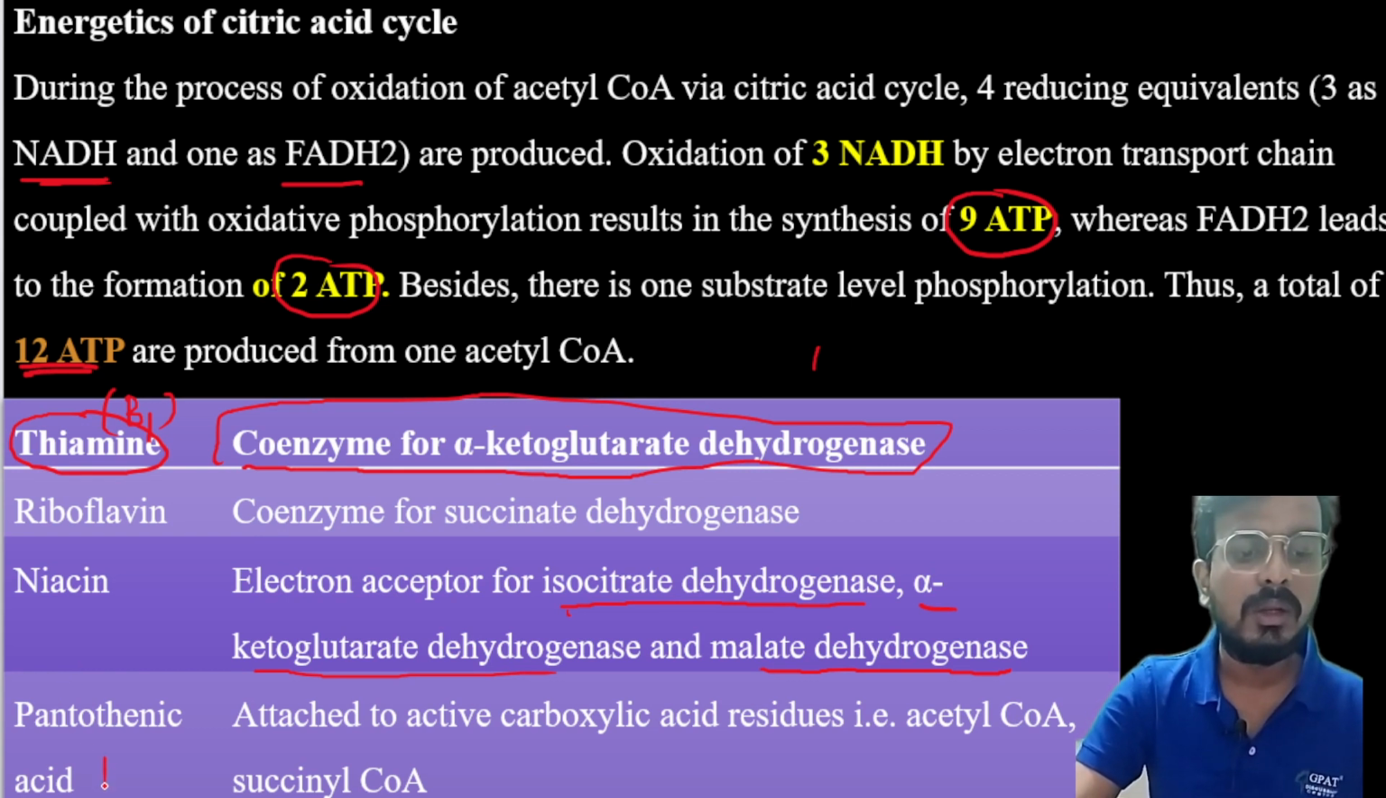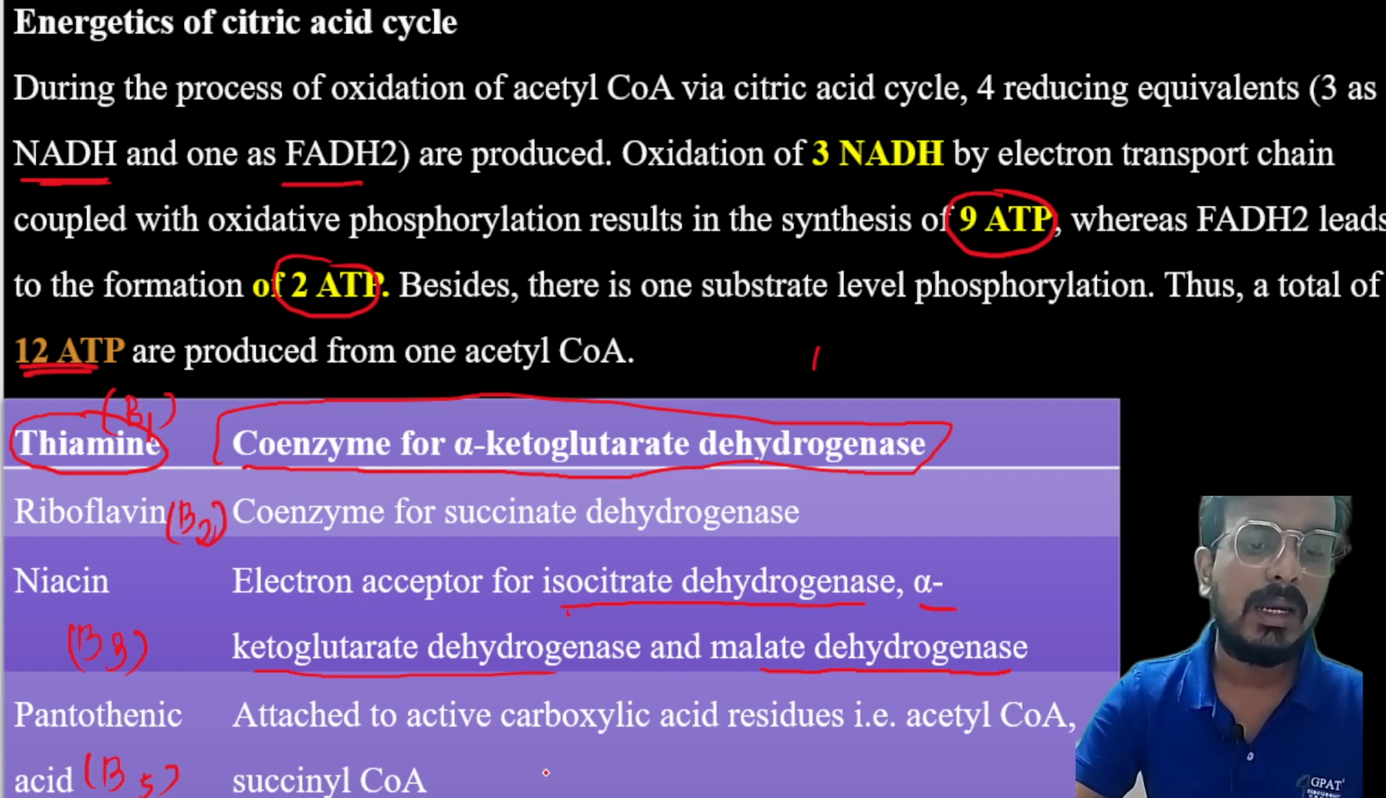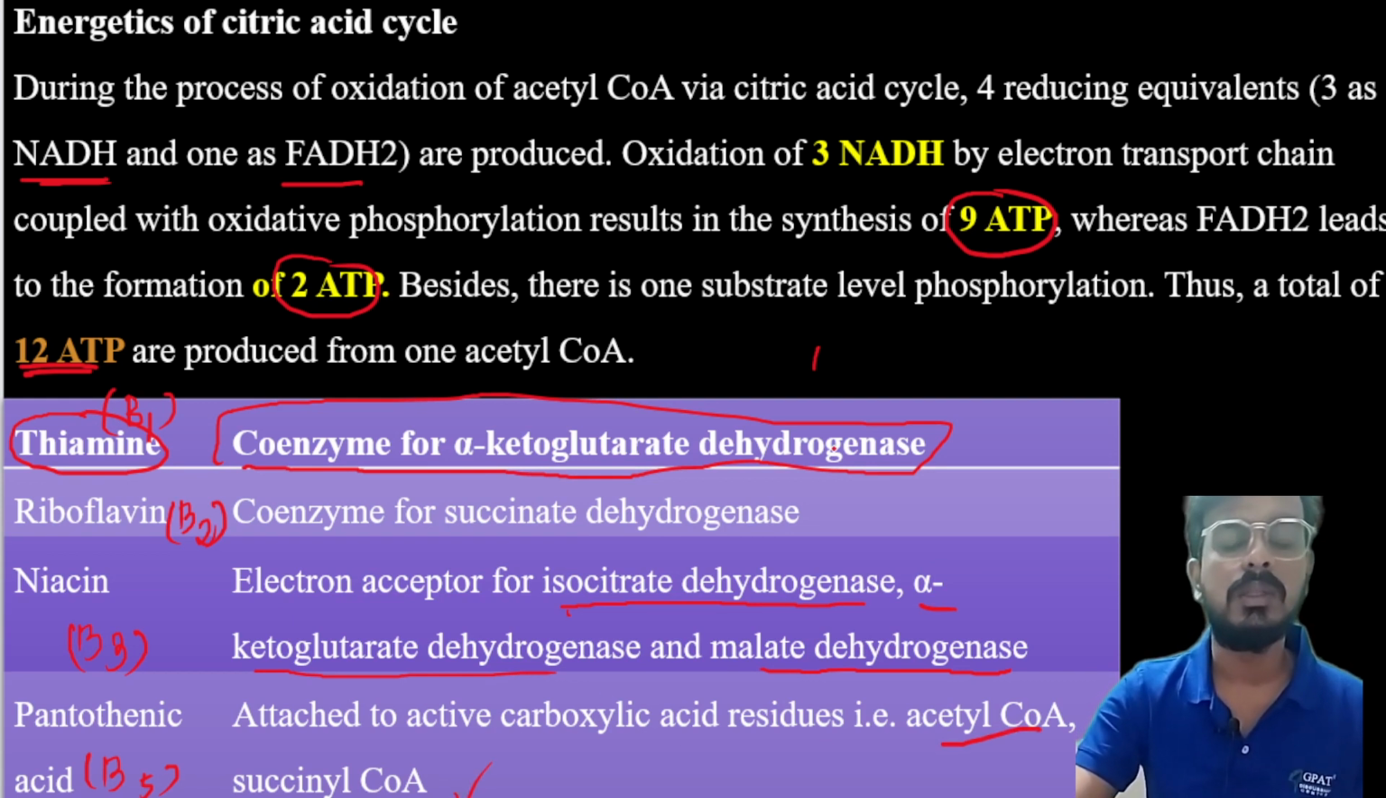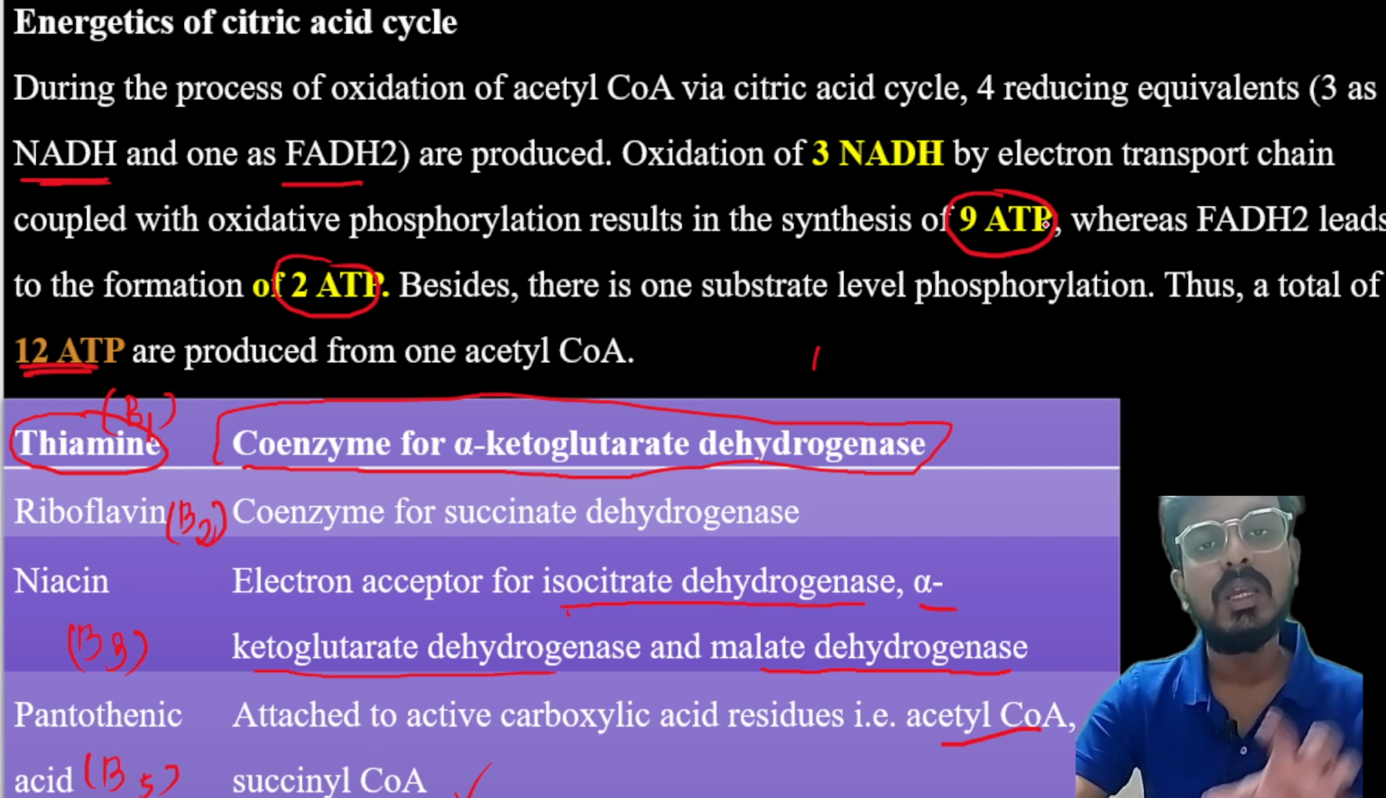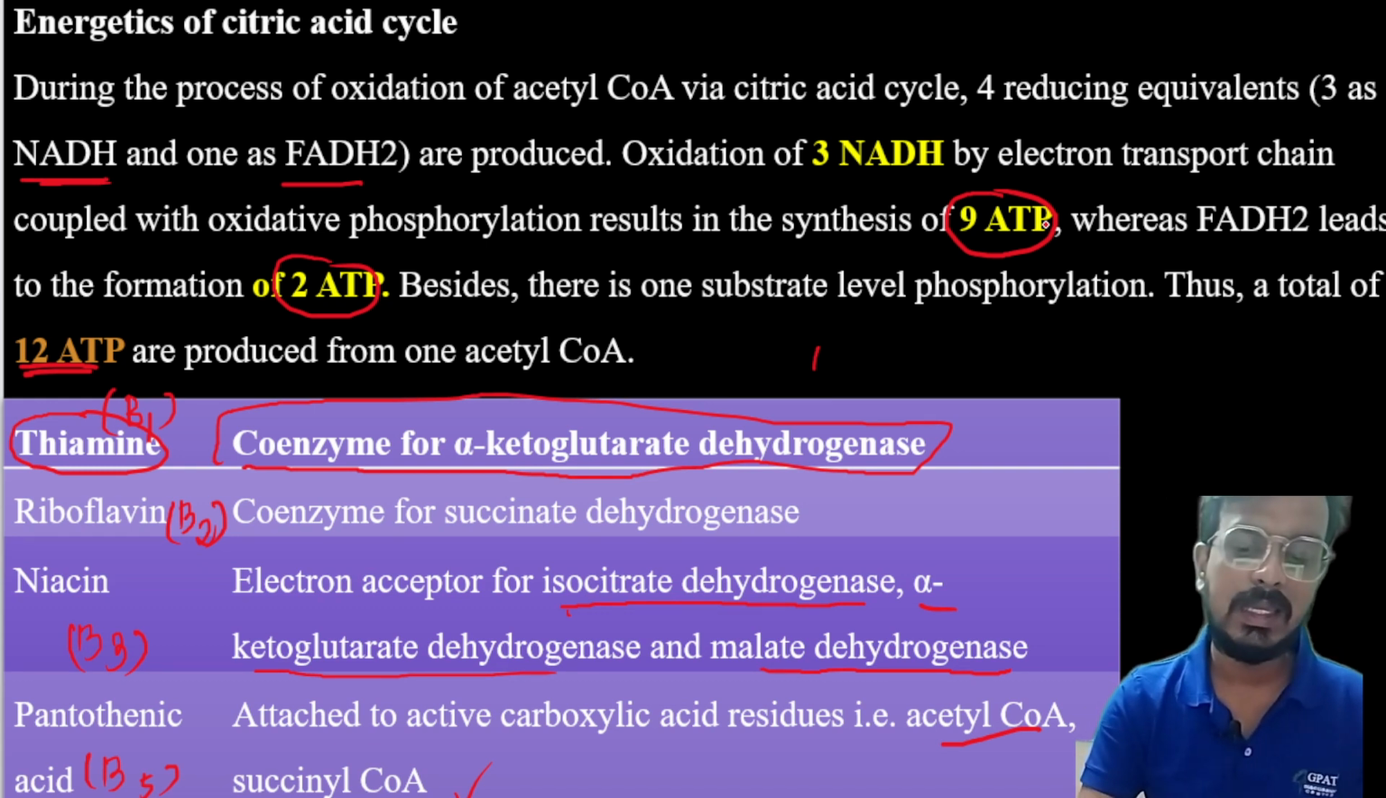Pantothenic acid is basically your vitamin. Which one? Vitamin B5. Niacin is vitamin B3. Riboflavin is vitamin B2. So pantothenic acid is attached to the active carboxylic acid residue, acetyl coenzyme A and succinyl coenzyme A. This is the action of your vitamin B complex over your TCA cycle.